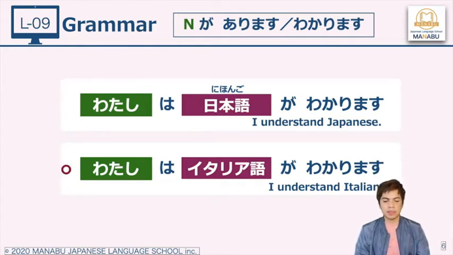And next example is Watashi wa Italia go ga wakarimasu. So, Italia in English is Italy. Then we attach go. So, it means Italian language. Ga wakarimasu, I understand the Italian language. So, you can also say, if you understand English, Watashi wa eigo ga wakarimasu.